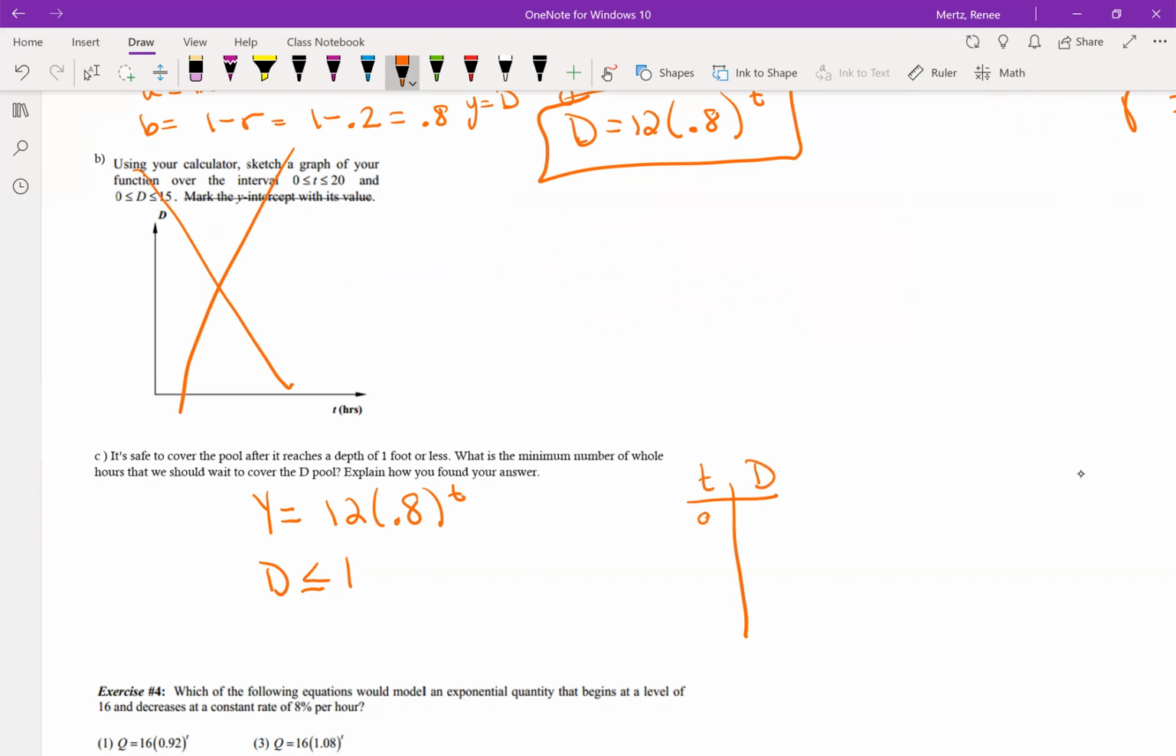So at 9 hours, 10 hours, 11, 12. At 9, I have 1.6 on my table. At 10, I have approximately 1.3, so we're not there yet. At 11, I have 1.03, and at 12, I have 0.82. So what is the minimum number of whole hours? It's going to take us 12 hours, because at 11, I'm not quite there yet. There's still a little bit left. And then you could say, how did you find your answer? Used the calculator.